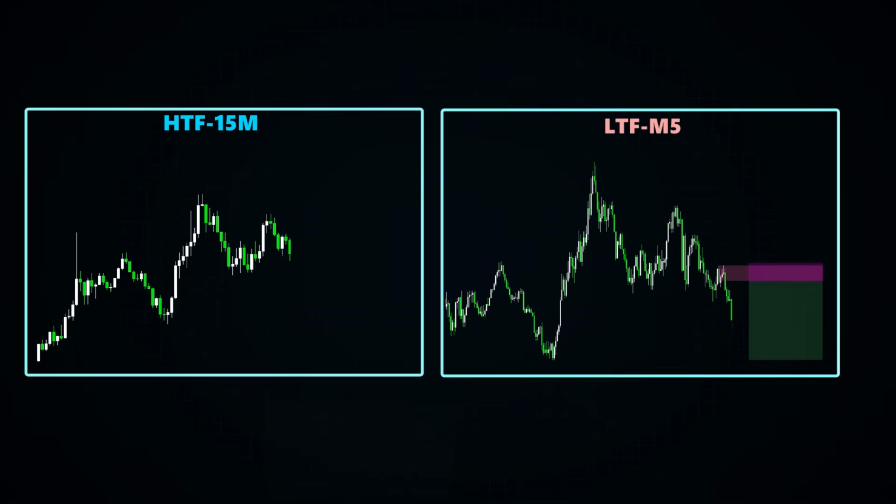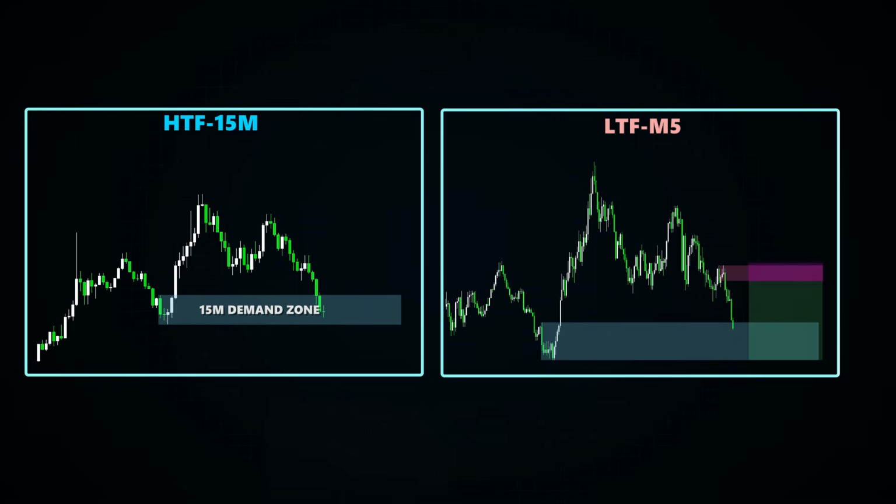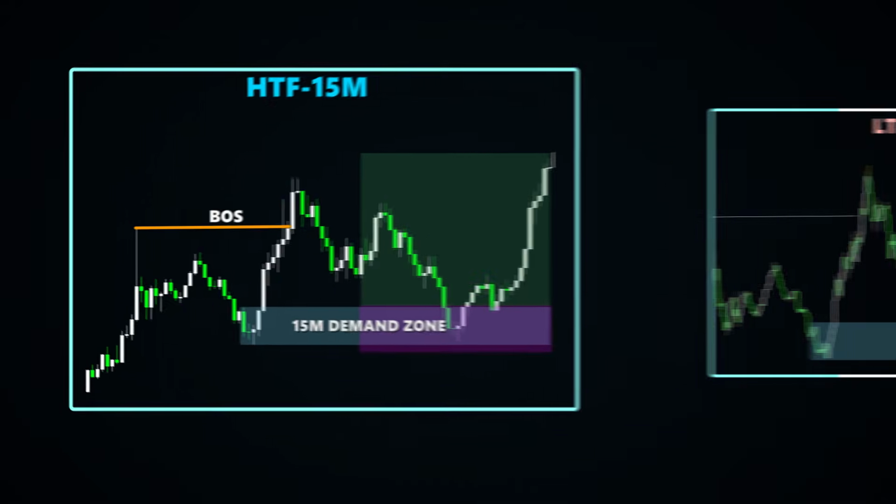You'll see that price has just tapped into a strong M15 demand zone, and guess what? This zone hasn't been violated yet. That tells us the higher time frame is still in control, and it's actually bullish. So what happens next? Instead of continuing lower, price respects the M15 demand zone, and the M5 structure starts flipping bullish too. This shift can surprise a lot of traders who are only focused on the M5.